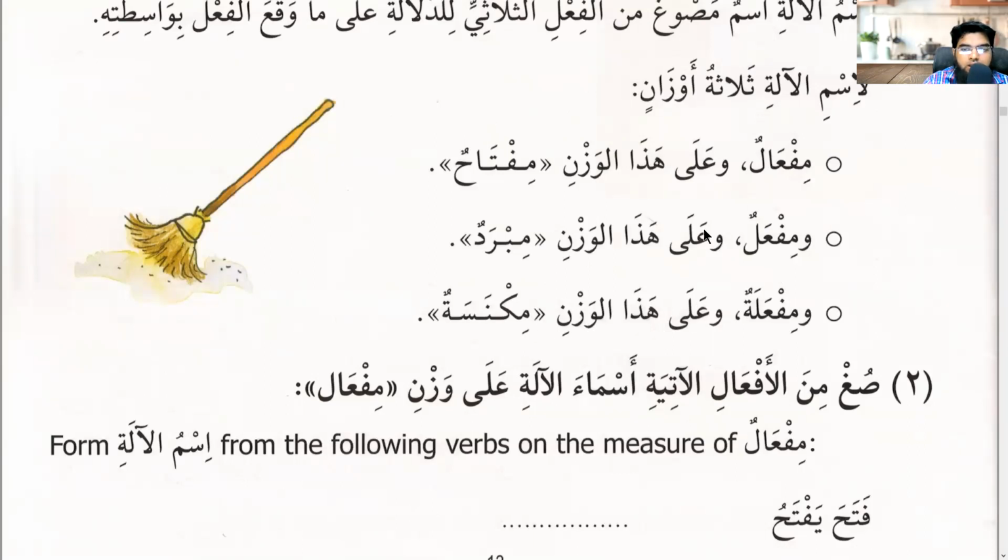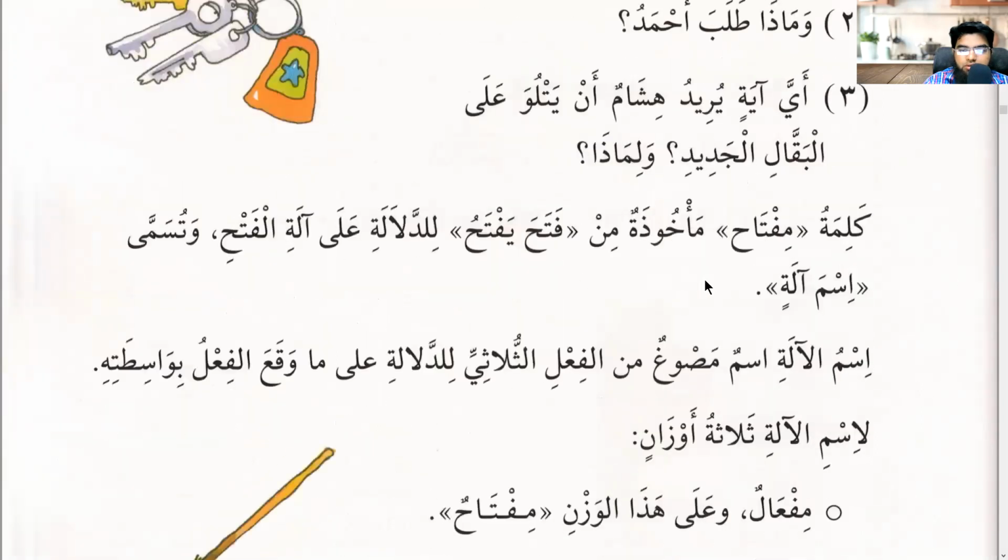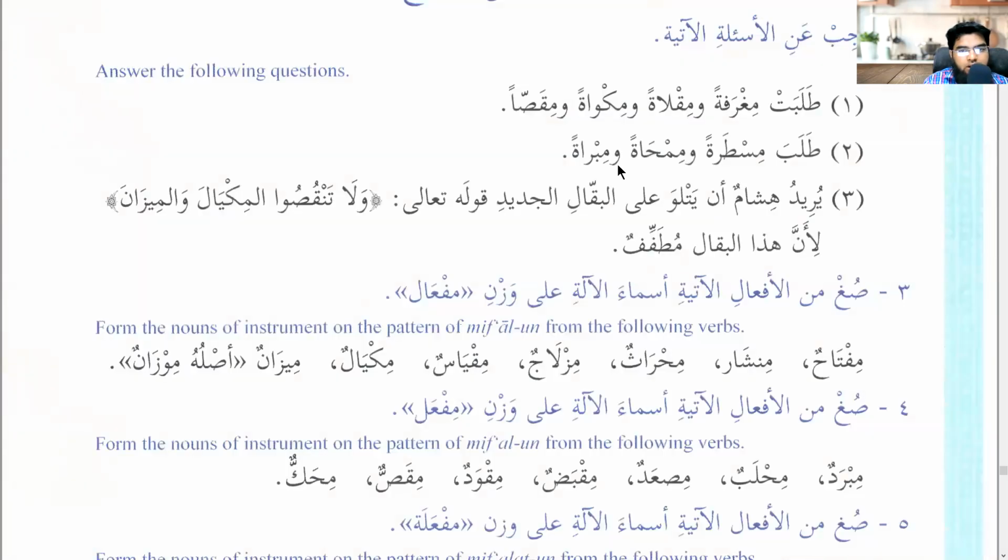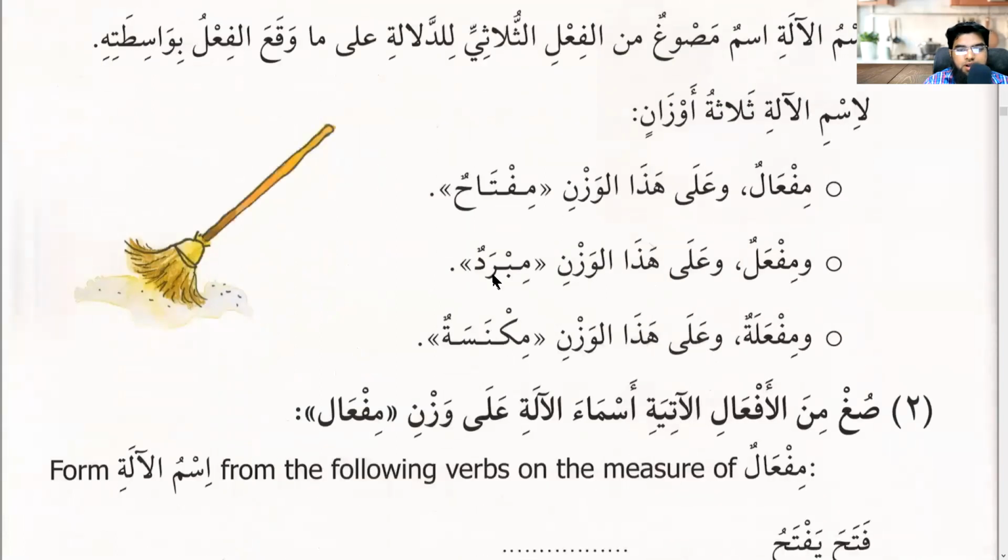So they are like three patterns generally speaking. Mif'al, mif'ala, and this is the same as mif'ala, it's just feminine. No? So you can ask why is it feminine? There's no reason. Why did they make the broom feminine? Just the way it is. Mibrad, but what is a mibrad? What was the sharpener? Sharpener was not mibrad. Mibradun is something to cut the leaves.